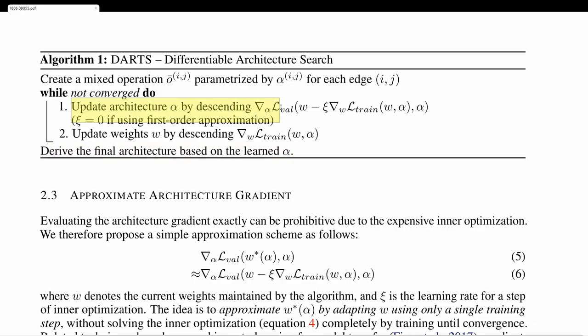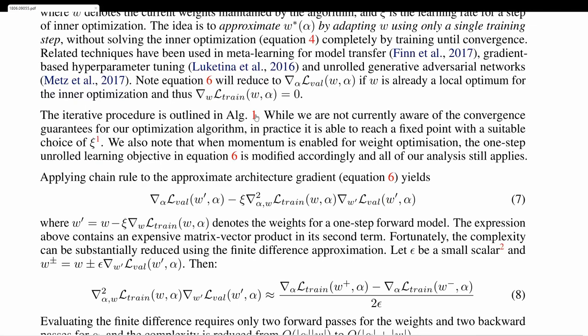So we descend both on the validation and the train at the same time in this algorithm. So it saves a lot of time, instead of descending on the weights, and then going back and descending on the architecture, and then again descending on the weights. We just go one time. The iterative procedure is outlined in algorithm one. While we are not currently aware of the convergence guarantee for our optimization algorithm, in practice it is able to reach a fixed point with a suitable choice of C. We also note that when momentum is enabled for weight optimization, the one-step unrolled learning objective in equation 6 is modified accordingly, and all of our analysis still applies.